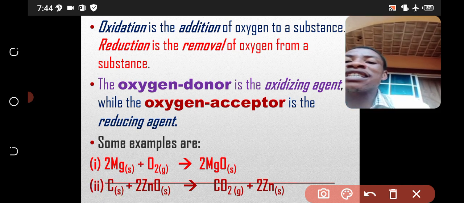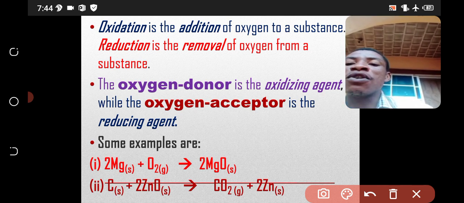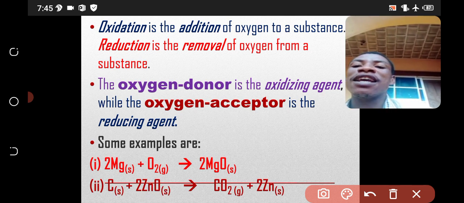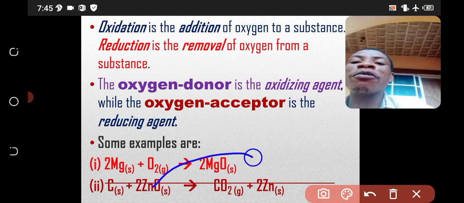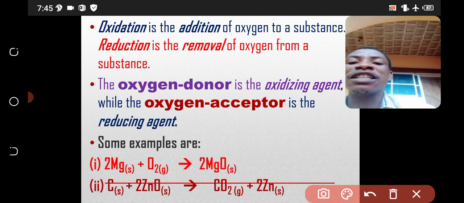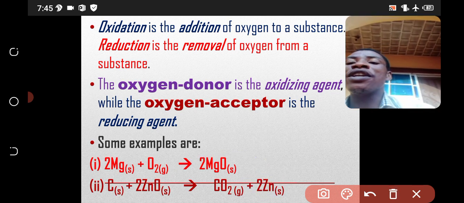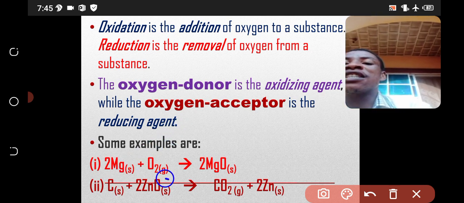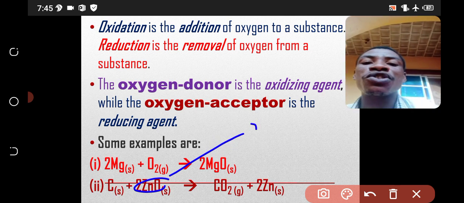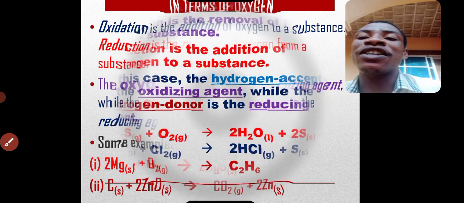And if you look at zinc oxide in this place, zinc has oxygen here, but when it formed the product, it has lost the oxygen. That means zinc has been reduced. So in this place now, carbon is the oxidized species, zinc oxide is the reduced species. So this reaction is actually a redox reaction.